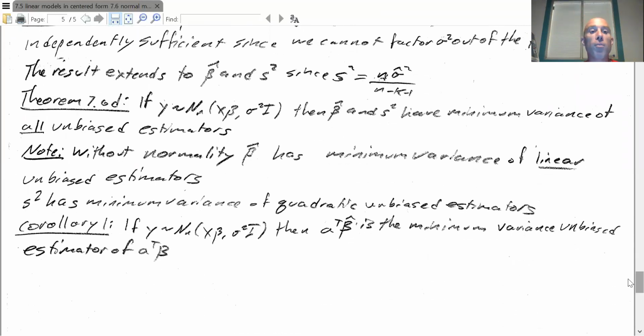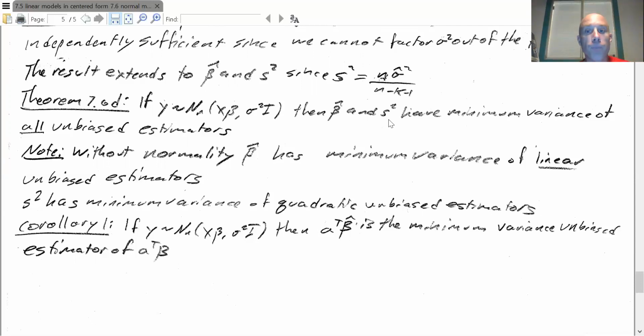All right, now, theorem 7.6d: if y is normally distributed with the expected value of what we want, constant variance, and 0 covariance, then beta hat and S squared have minimum variance of all unbiased estimators. So this is a big whoop-de-doo. If I add on the normal assumption, not only do I have minimum variance of all linear estimates for beta hat, not only do I have minimum variance of all quadratic estimates for S squared, I have minimum variance of all unbiased estimators, every single one.